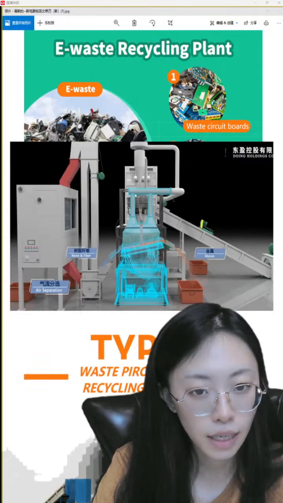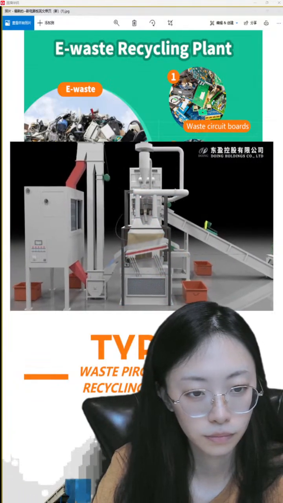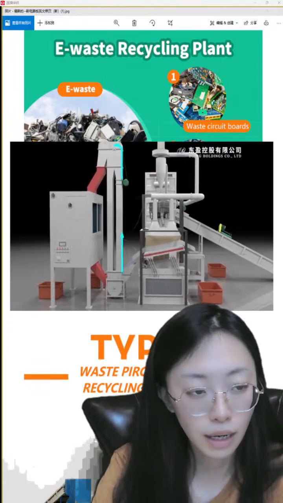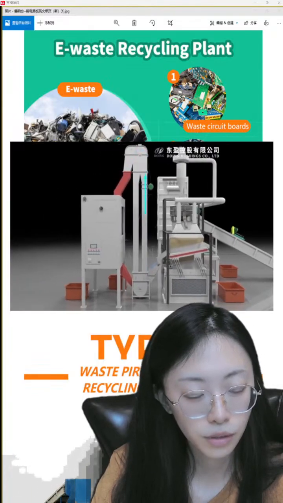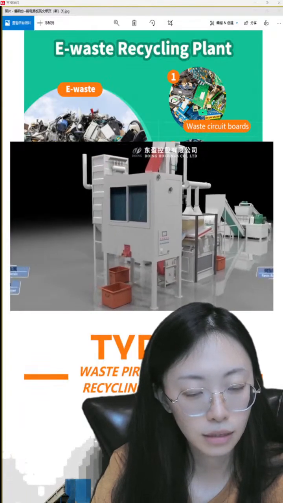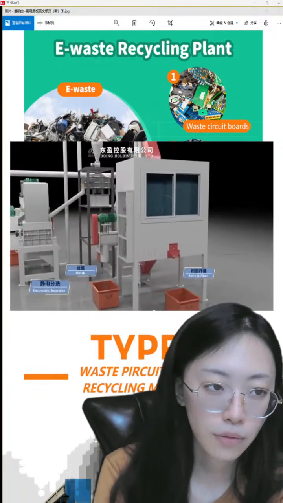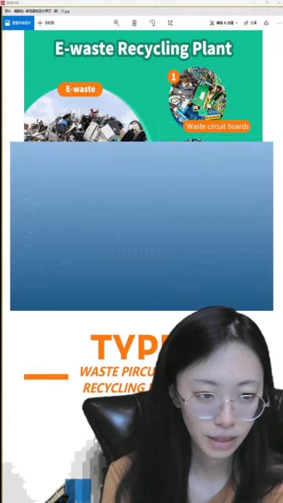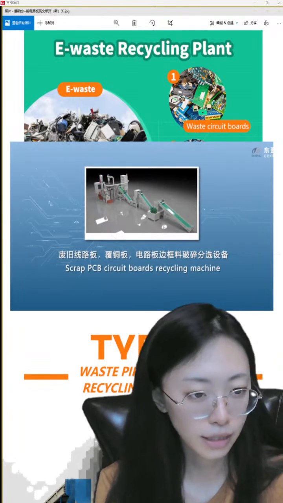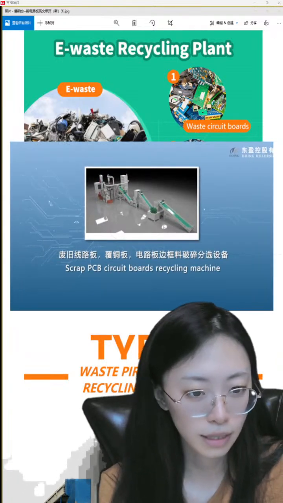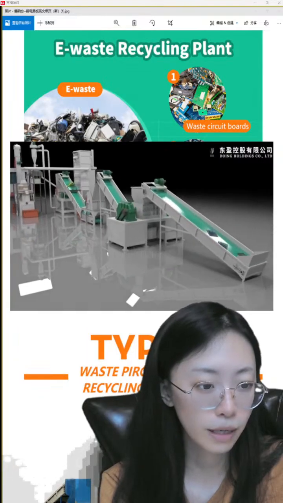First is the air separator to separate the air, the metals and the resin fiber. For the air separator, the separating rate can reach 97%. And the next is the electrostatic separator, reaching 99%. Here is the whole production line.